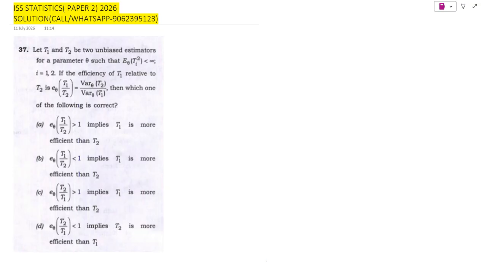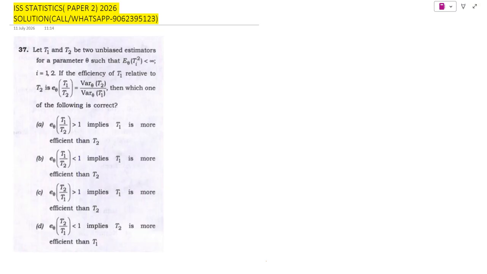Just look at the screen, and we have taken this question from the UPSC ISS Statistics Paper 2 2026 paper. Now, one characteristic feature of the ISS Statistics Paper 2 is that it frequently tests the fundamental statistical concepts rather than difficult calculations. Topics such as the efficiency of estimators, unbiased estimation, sufficiency, completeness, MVUE, and the Neyman-Pearson lemma appear regularly. Today's question is based on relative efficiency, one of the most important concepts in estimation theory. If you understand the definition carefully, you can answer such questions within a few seconds.